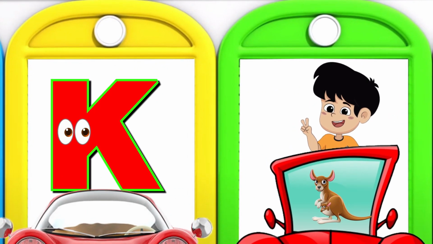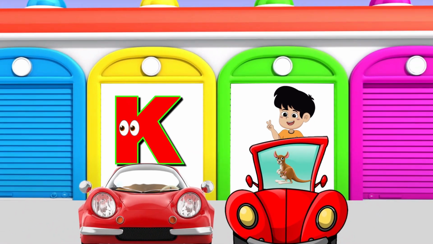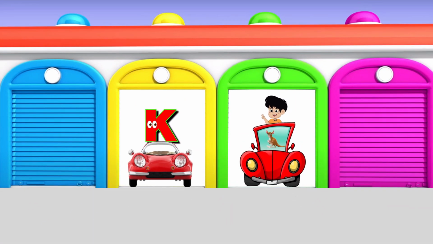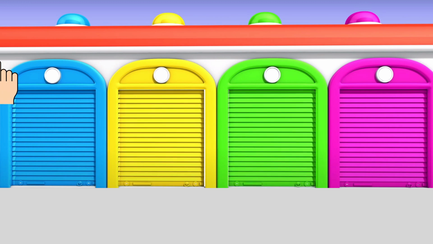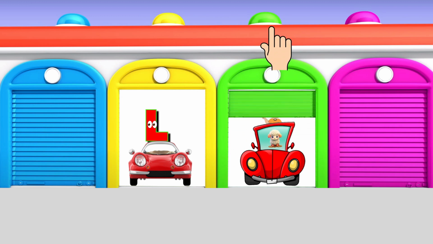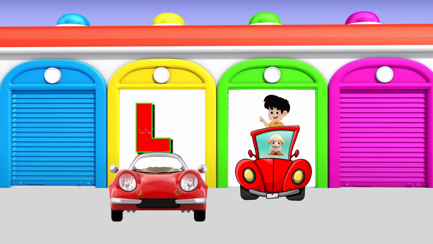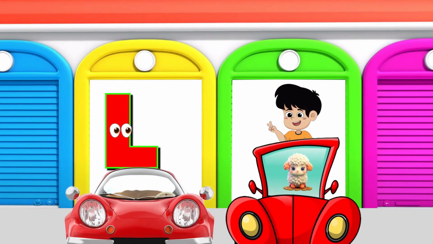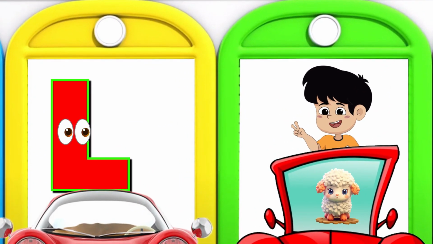K is for kangaroo. K, k, kangaroo. L is for lamb. L, l, lamb.